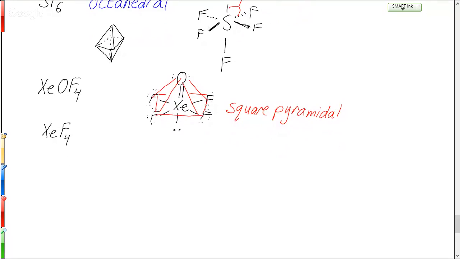And then with the second lone pair, you're going to want to put it opposite the first lone pair, because that's going to keep those two lone pairs as far away from each other as possible. So the second one is going to end up opposite where that first one went, which means we're left with a geometry like that. All four are now in the same plane. That's called square planar.